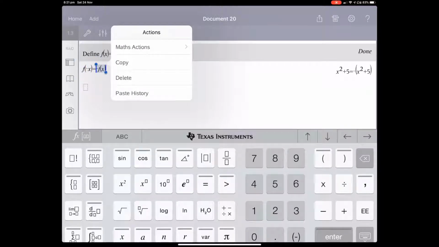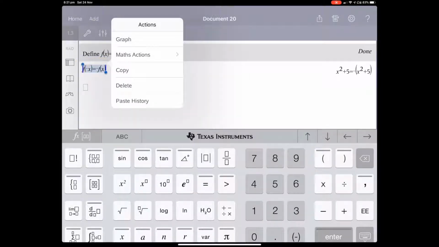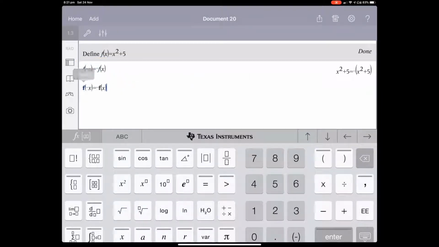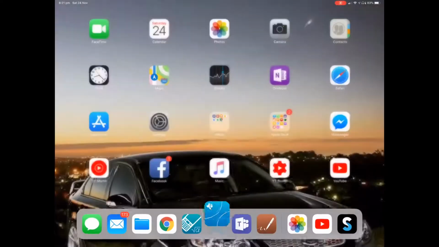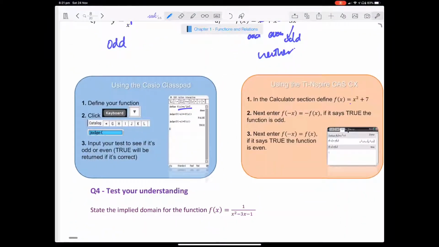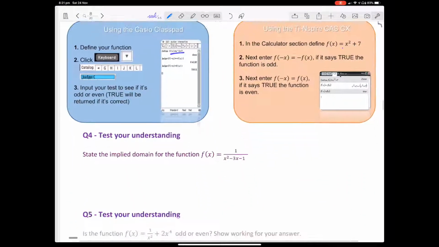but this time we paste it, and we want to see if it's equal to f of x. It says true, which means that this function is even, because f of negative x is equal to f of x. So that's one way to test it in the TI-Nspire.